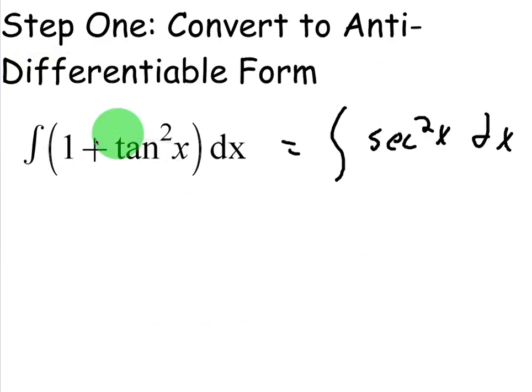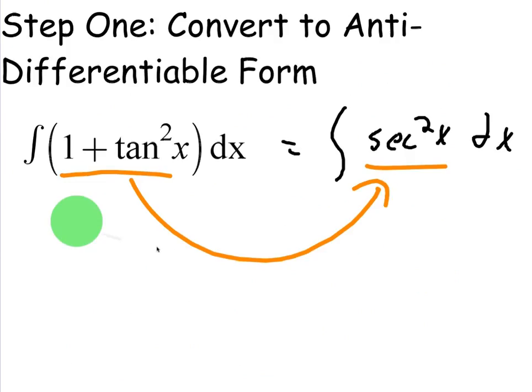Well, this looks like a trig identity because it involves a trig function that's being squared, and it has a 1 in it. A lot of times that alludes to the fact it's a trig identity. This identity basically just says that 1 plus tangent squared equals secant squared. You can quickly convert that using that trig identity, and now we have the integral of secant squared dx.